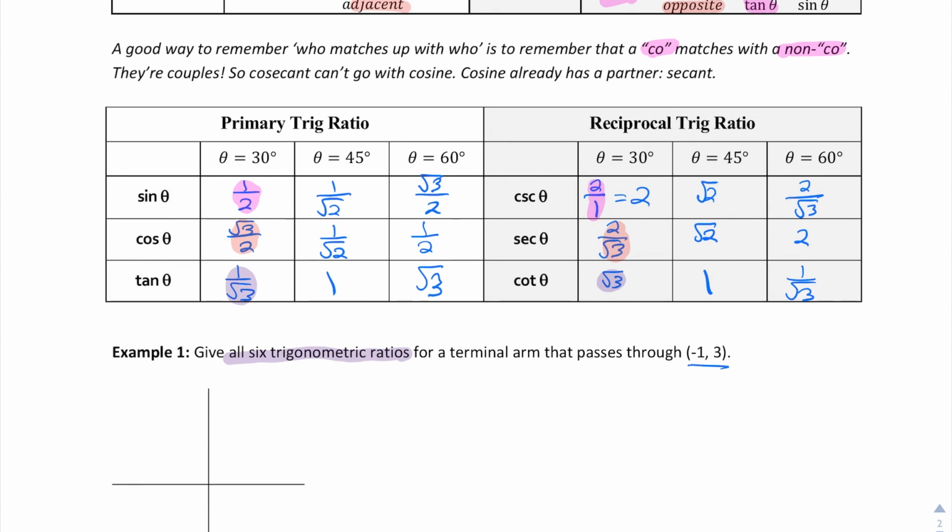So the first thing we need to do is to sketch this. So if I have -1, so let's say this is -1 here, and I'm going 0.3, 1, 2, 3.